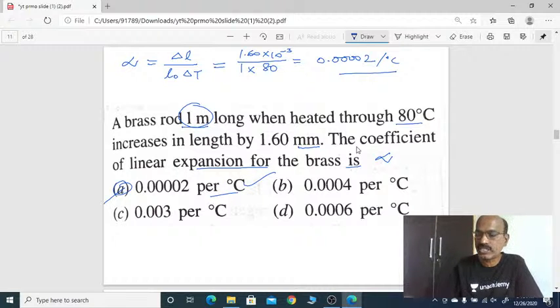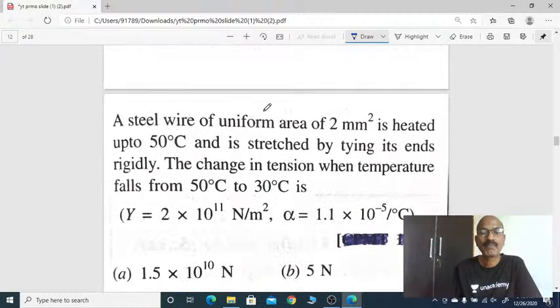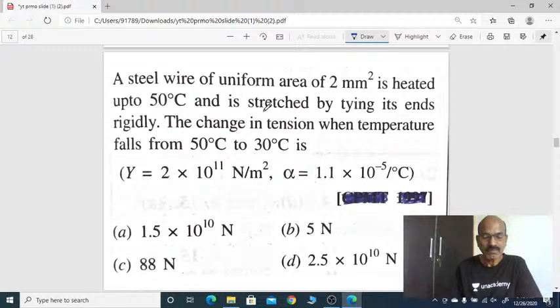Coefficient of linear expansion, easily you can do that, directly use the formula. Absolutely, the correct answer is the first one. Let us go for the next one.